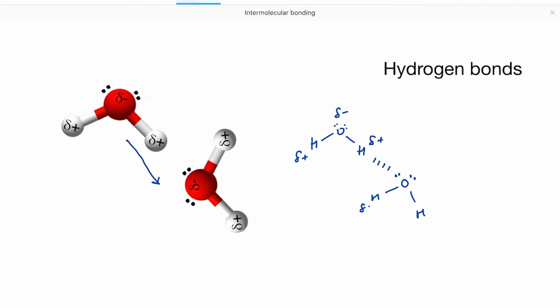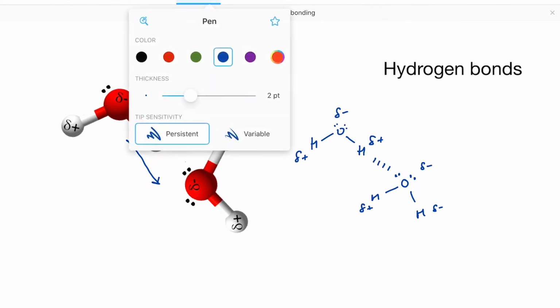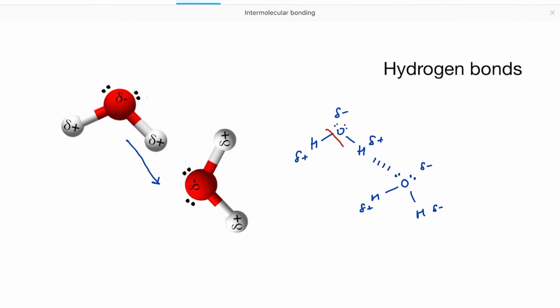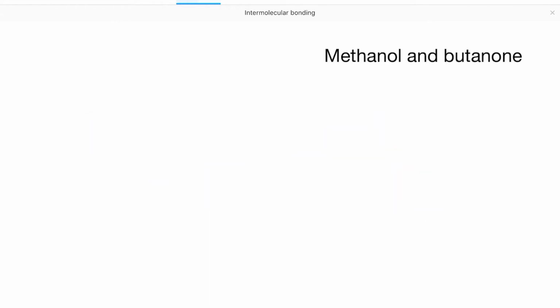And once again, I'm showing the delta pluses, the delta minuses, and the lone pairs of electrons on the relevant atoms. So this is linear. Be really, really clear about that. We don't just see hydrogen bonding in water. The other common molecules are ammonia molecules and hydrogen fluoride molecules, for example.